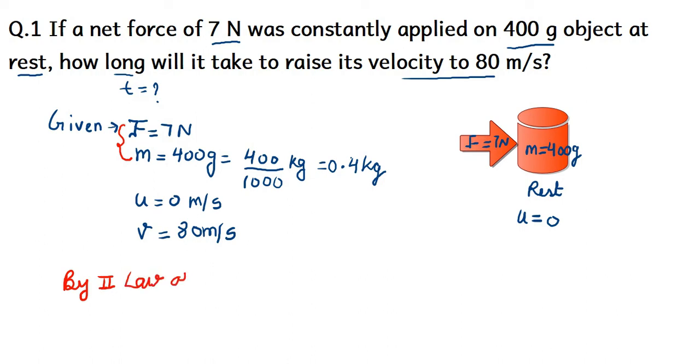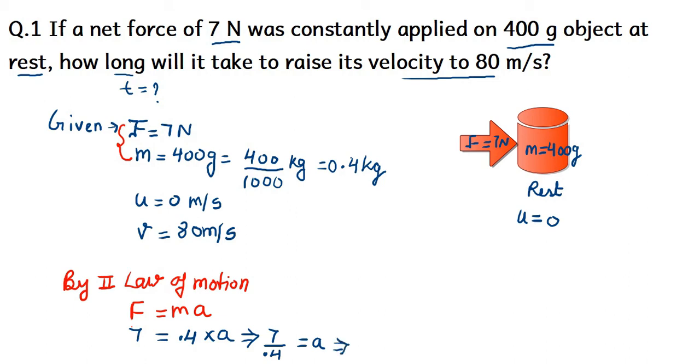Now as we are having force and mass, we can apply second law of motion, F is equal to ma. That will give us the value of acceleration. Acceleration value is 17.5 meter per second square.